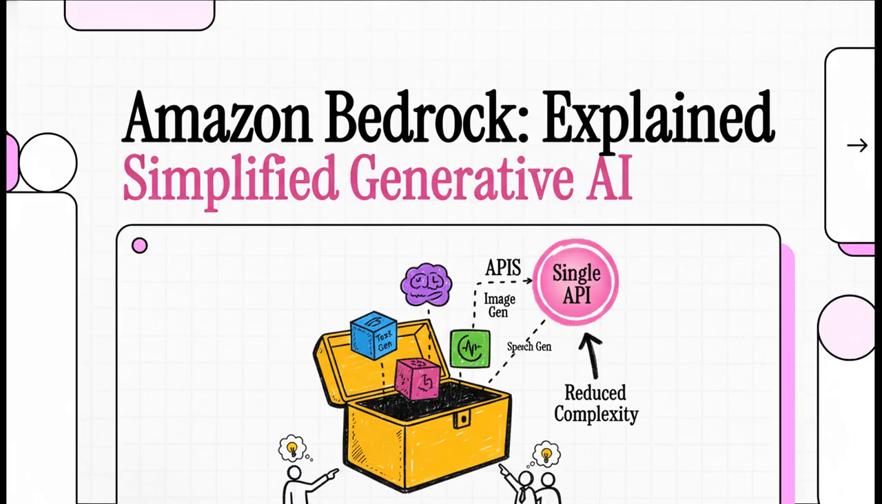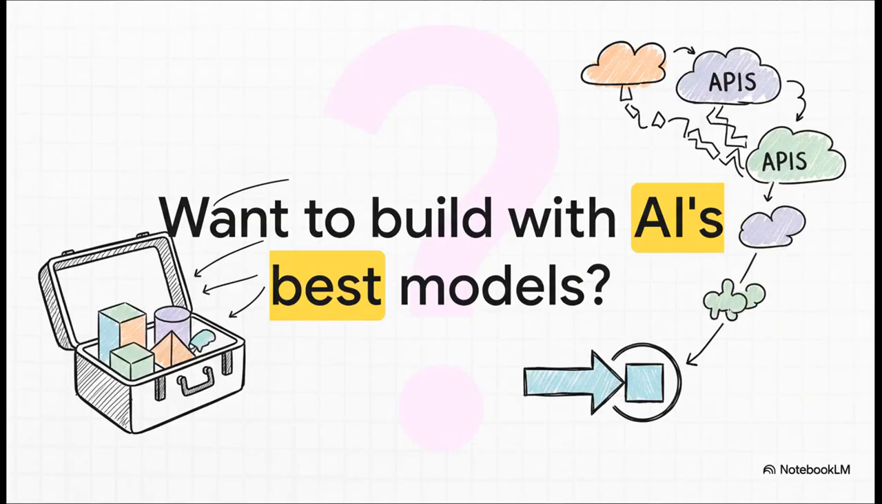Let's get into it. So you see what these incredible foundation models from companies like Anthropic, Meta, and Cohere can do. And you've got an idea, right? Maybe it's a revolutionary chatbot, a smart content generator, or it's something nobody's even thought of yet. The goal is simple. You want to use the best AI tools out there for your project.